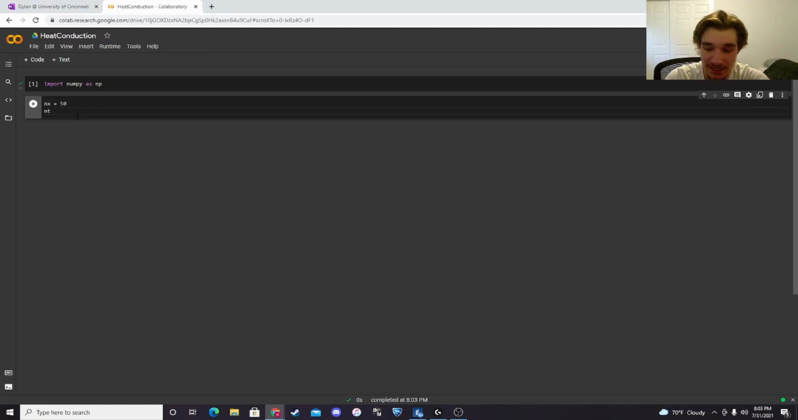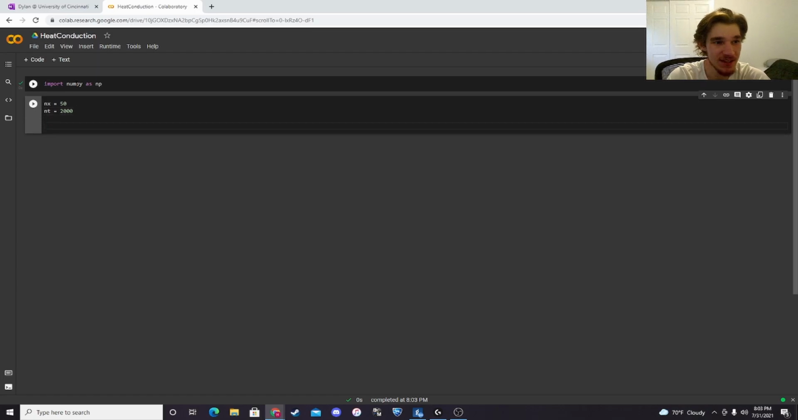Next, we're going to need a time element, so we're going to have a variable for the number of time increments. We want this to be equal to 2000, which is a lot, but it'll show a much smoother curve when we get down to plotting.